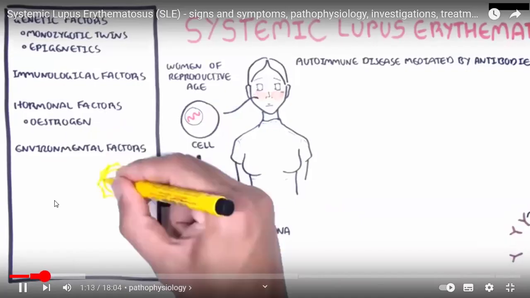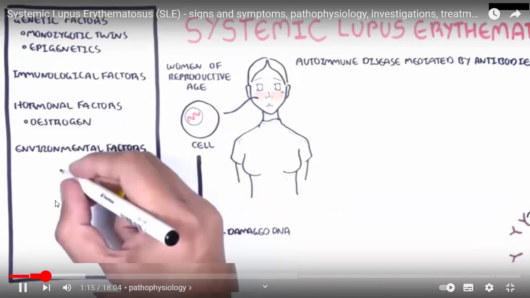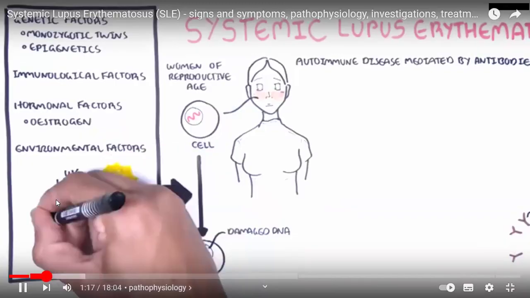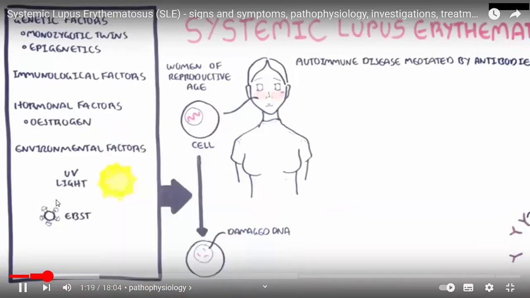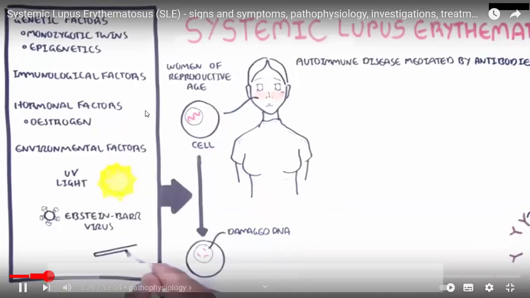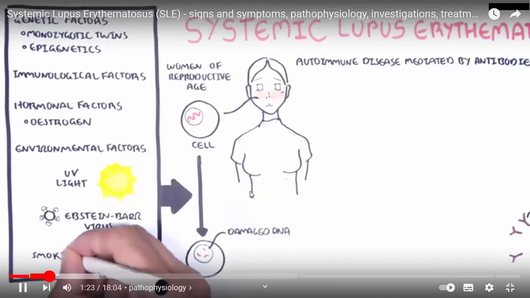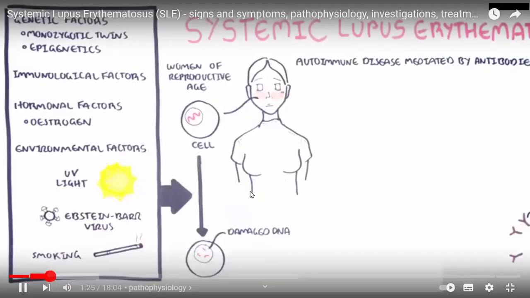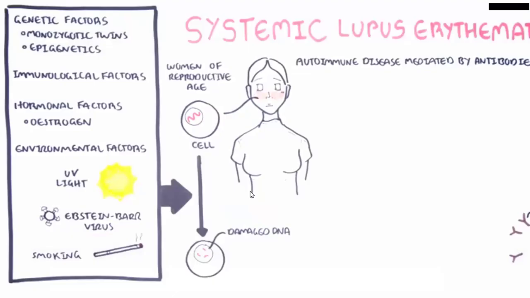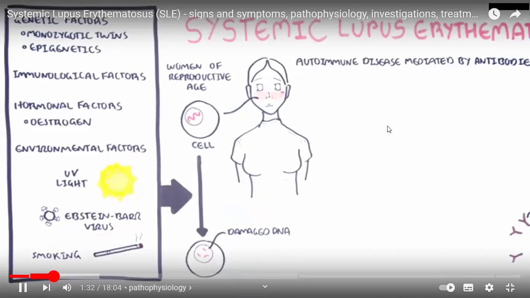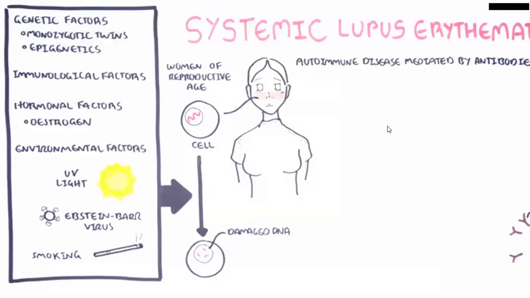These environmental factors include UV light, infections such as Epstein-Barr virus, smoking, and even potentially certain drugs that increase oxidative stress damage that will lead to the cells being damaged. Important to note that these environmental risk factors are agents to which humans are commonly exposed, suggesting that people who develop SLE have to have some sort of genetic susceptibility.